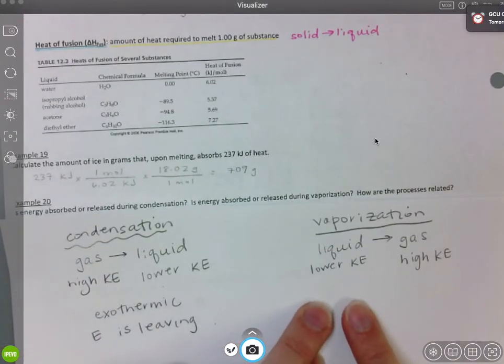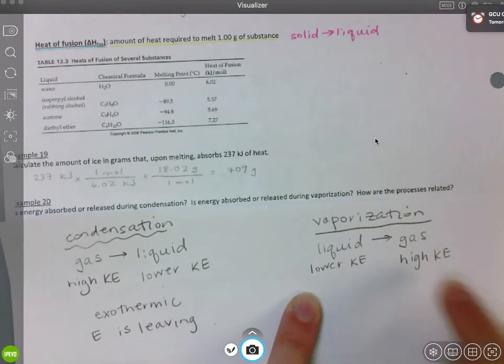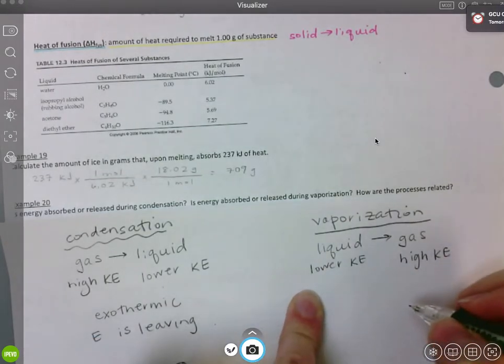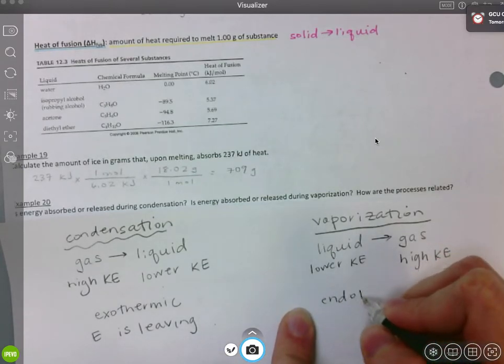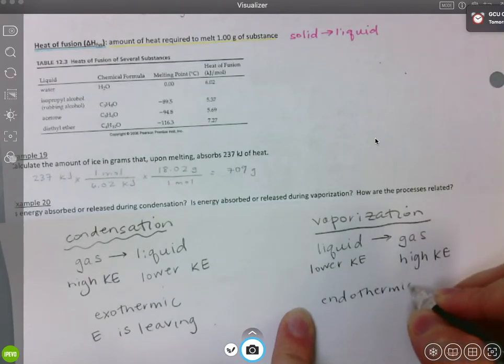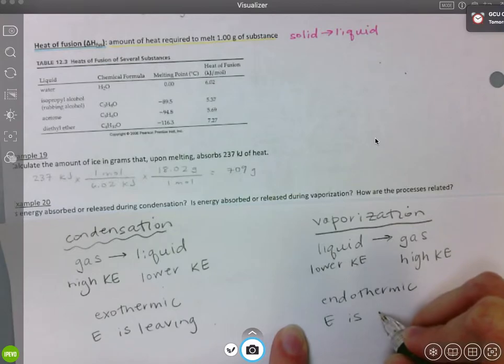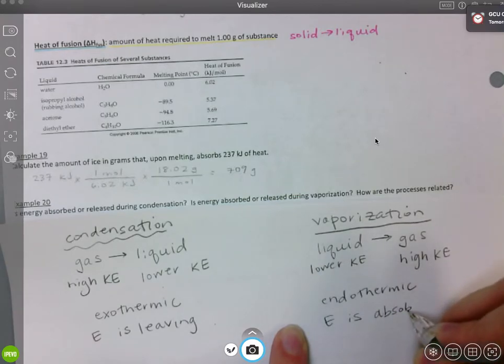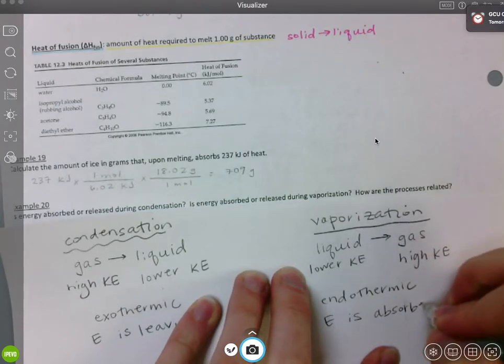Likewise with vaporization, we're going from lower kinetic energy to higher kinetic energy, which means we have to put in energy in order to get there. So this is going to be endothermic. Energy has to be put in, so energy is absorbed.